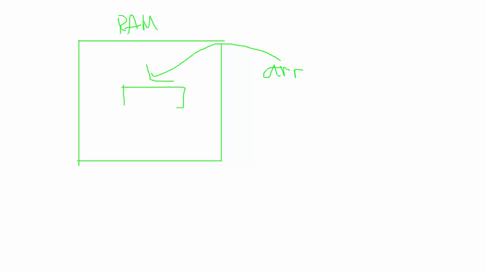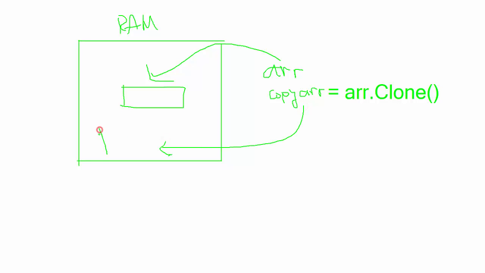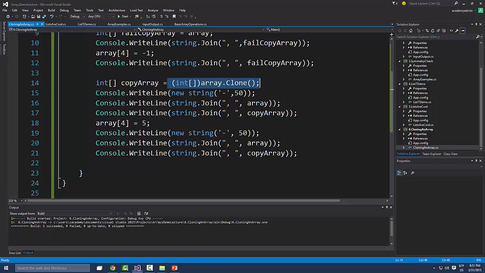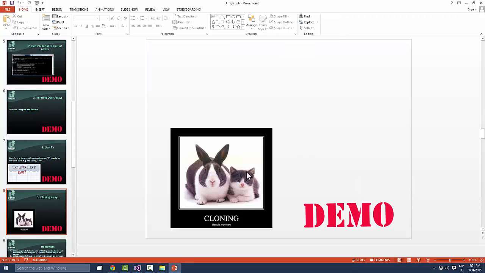We get some space in the RAM, and the second array, which is copyArray equals array.clone, with that specific thing there at the beginning where you have to cast. It doesn't create a pointer to the address, but just creates a new array somewhere in the memory, and that's pretty much it. Okay, any questions about cloning?